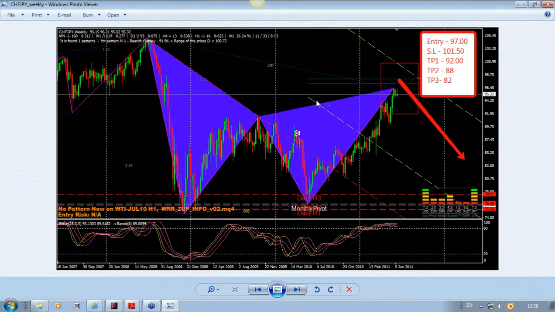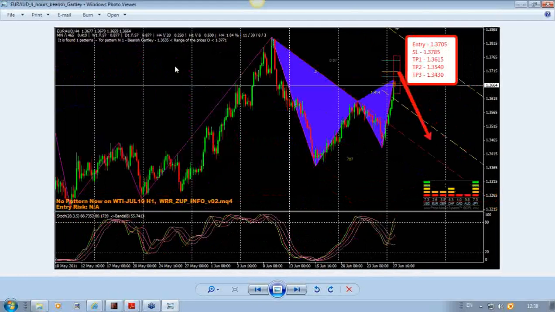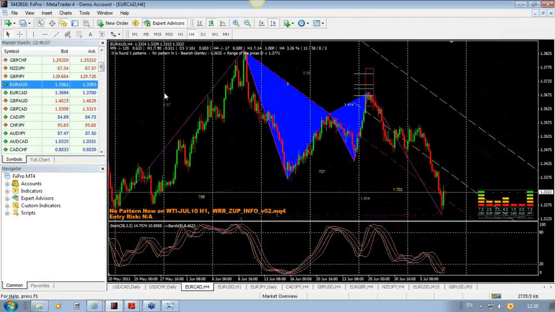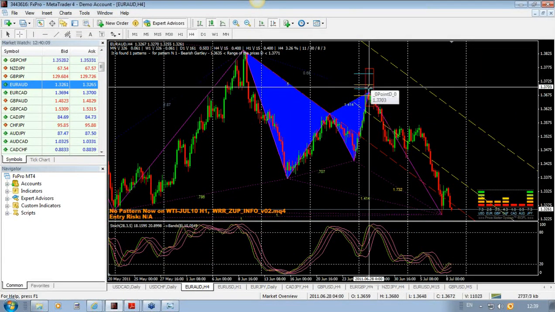Okay, those are the trades that you have on your signals area. This is how it looks like. You will get the exact entry, stop, and profits. This is a bearish Gartley for Euro Australian, which worked but never reached the line. Remember this trade? This was the trade.